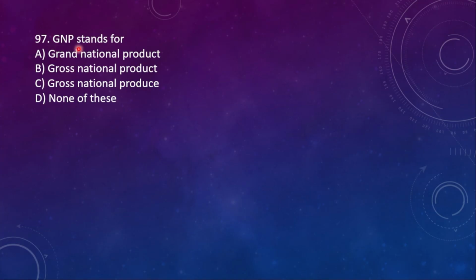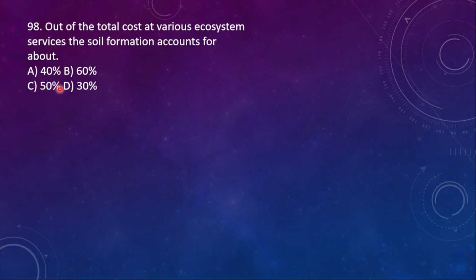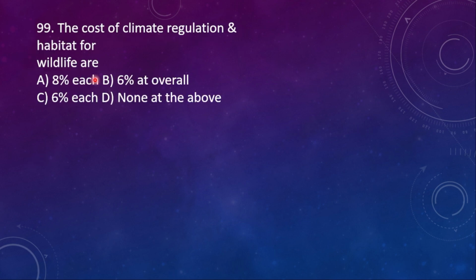GNP stands for Grand National Product, Gross National Product, Gross National Products, and none of this. Here the right option is B. 98. Out of the total cost at various economic ecosystem surveys, the soil formation accounts for about 40, 60, 50 and 30. Here the right option is 50%. 99. The cost of climate regulation and habitat for the wildlife are 8%, 6, 6. Here the right option is C.